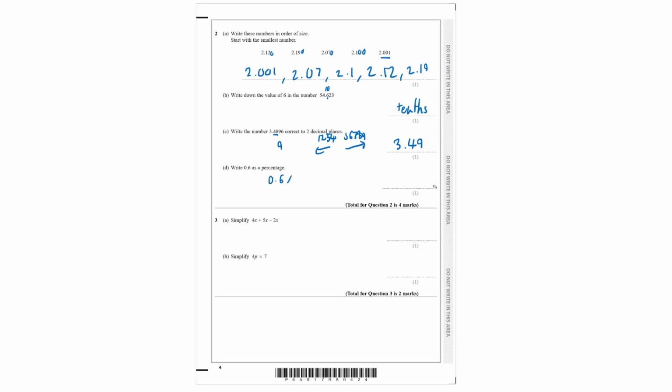Write 0.6 as a percentage, and percentage is to 100. So we simply multiply this by 100. So you can move the decimal to the right 2 times. 1, 2. And we have 60%.